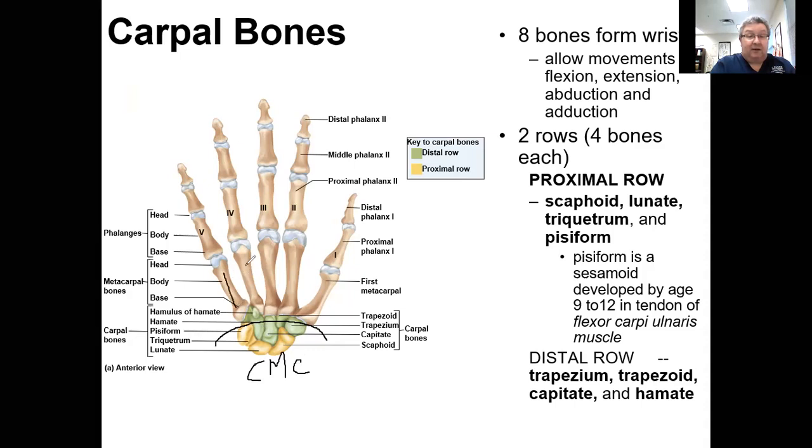The carpals and the metacarpals. Here's the metacarpals right here. These long bones are the metacarpals. Then there's a joint between the metacarpals and the first phalange. This is known as the metacarpal phalangeal joint, or the MCP joint. And remember, I said that the MCP joint makes up the knuckles, is the knuckles.